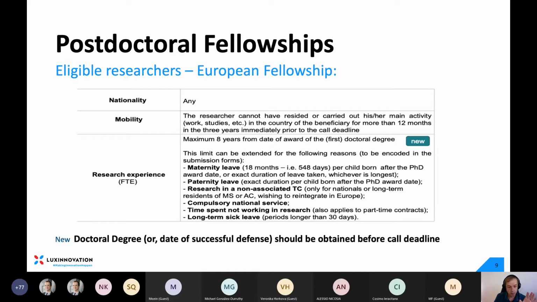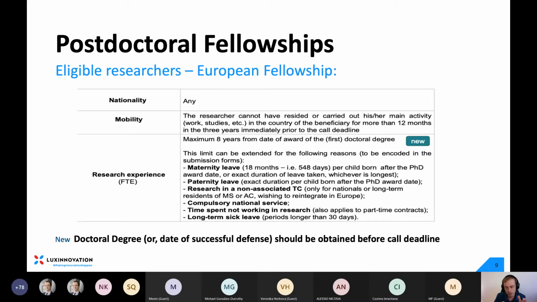What's new, and that's an important rule, is you can have a maximum of 8 years of scientific experience after your first PhD degree, doctoral degree. There are some exceptions. You can read about them here. We can discuss it case by case. There's no sense in going into the details now. It's a very personalized issue. The main message of the Commission is these fellowships are for young, early career researchers after their PhD. You need to have your PhD at the call deadline. That's important.